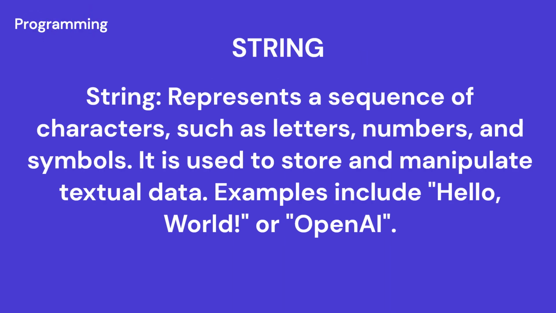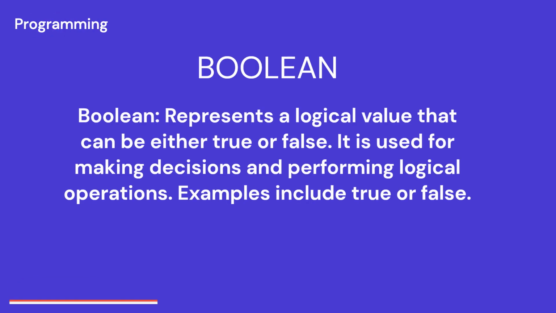String represents a sequence of characters, such as letters, numbers, and symbols. It is used to store and manipulate textual data. Boolean represents a logical value that can be either true or false. It is used for making decisions and performing logical operations. Examples include true or false.